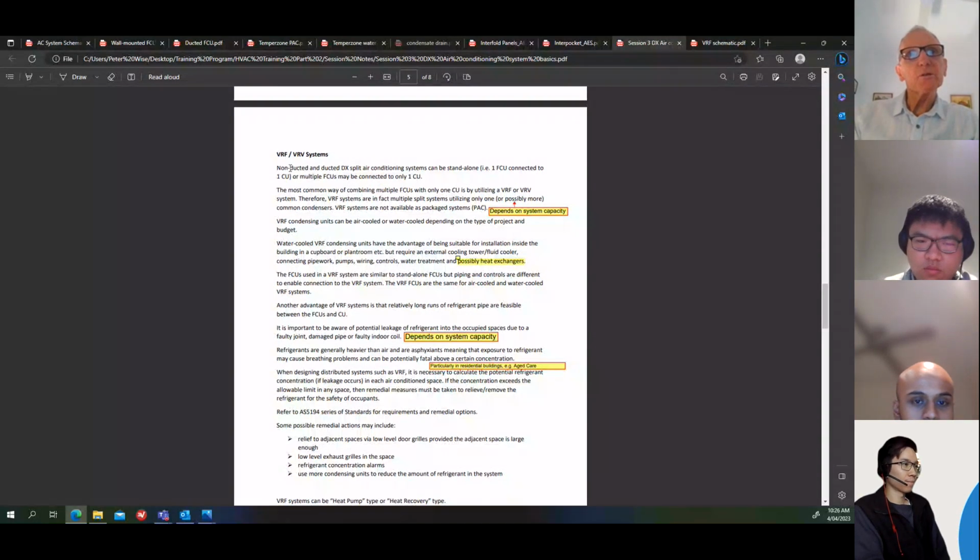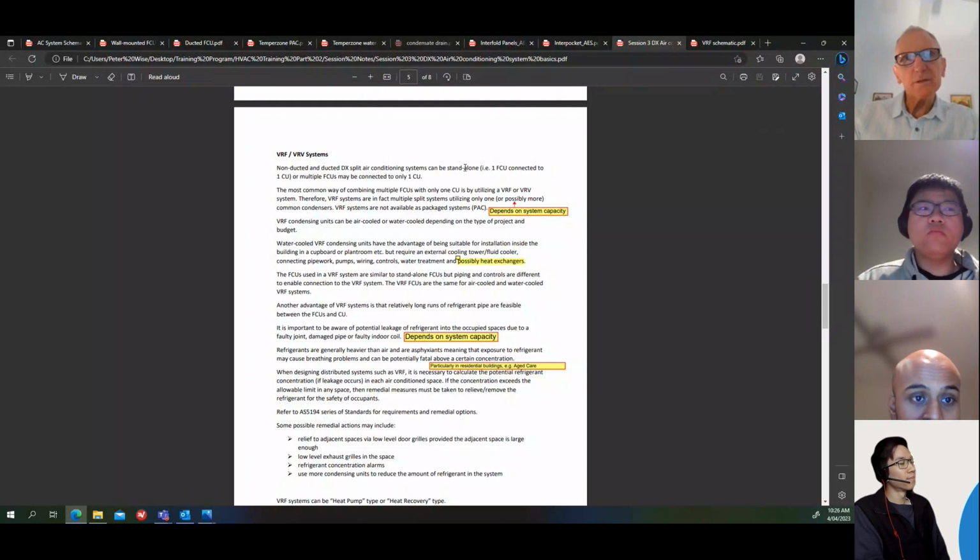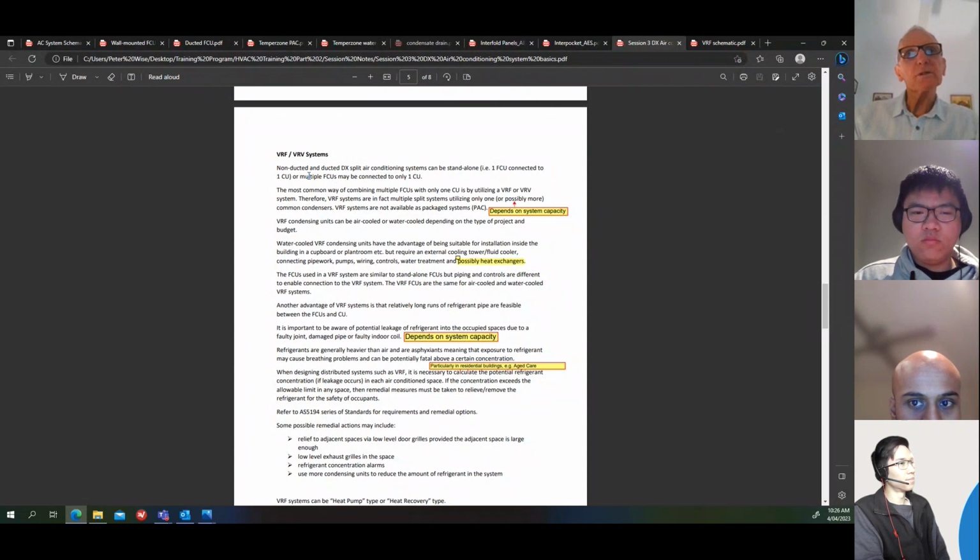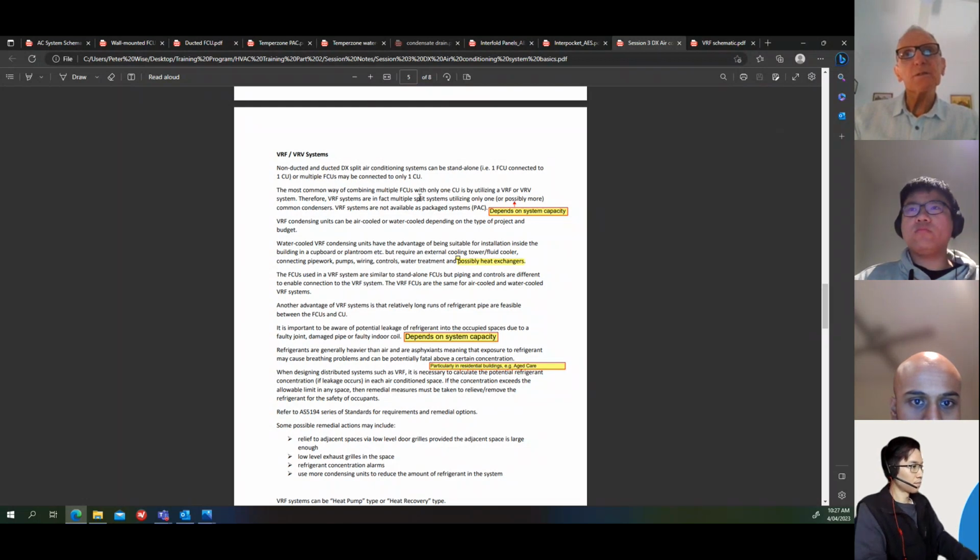Yeah, thanks. So let's have a look at VRF systems. So far we've talked about non-ducted and ducted DX split systems being standalone. So one fan coil unit to one condenser. But you can have multiple fan coil units connected to only one condensing unit. The most common way of combining multiple fan coil units with one condensing unit is by using a VRF or VRV system. Therefore, the VRF systems are basically multiple split systems utilising only one or possibly more common condensers.